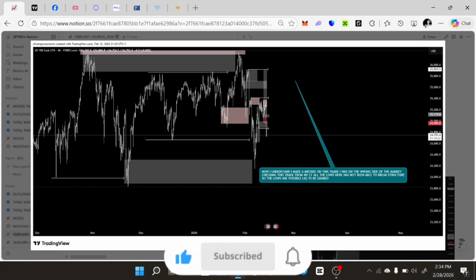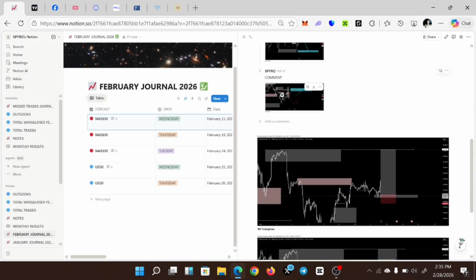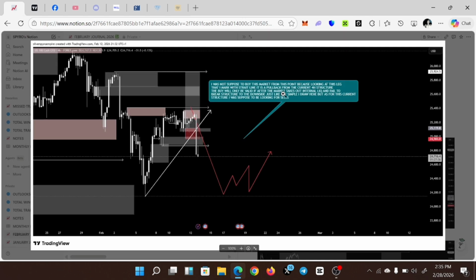Now I understand I made a mistake on this trade. I was on the wrong side of the market. Checking this trade from the 4-hour time frame, all the lows here have not been able to break structure. So the lows are possible liquidity to be grabbed. What I'm saying here is that finally I was not even supposed to be on this trade at all. Let's see the last comment.